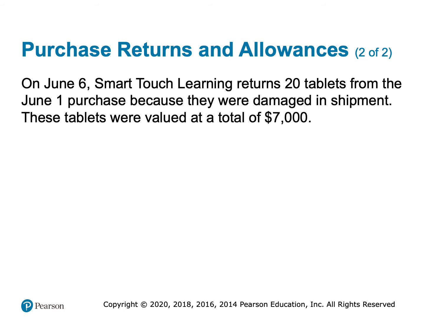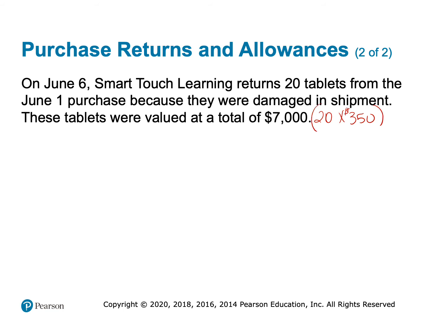So here we're told on June 6th, we returned 20 tablets from that June 1st purchase because they were damaged in shipment. Now remember, each of the tablets costs $350 apiece. So 20 times 350 is how we get the $7,000 here. So it was 20 tablets at $350 each.